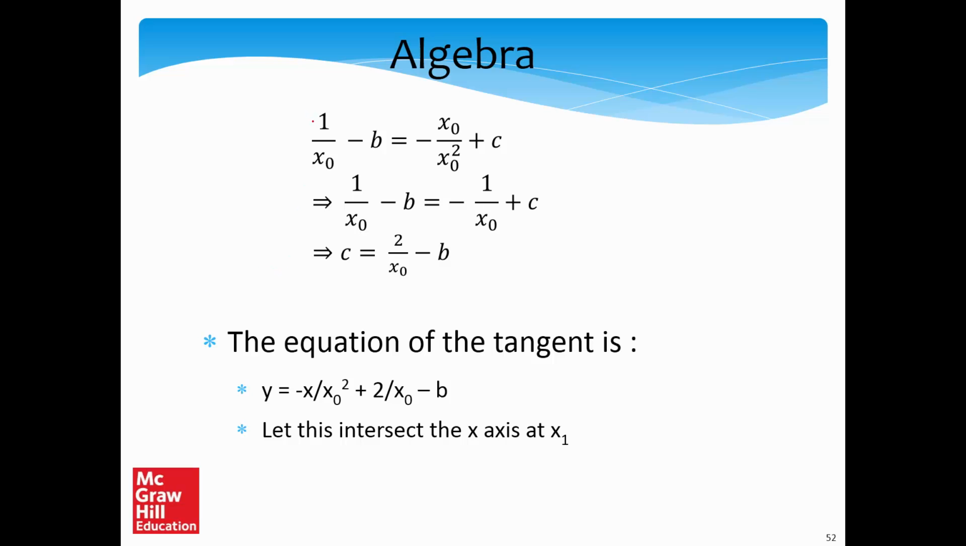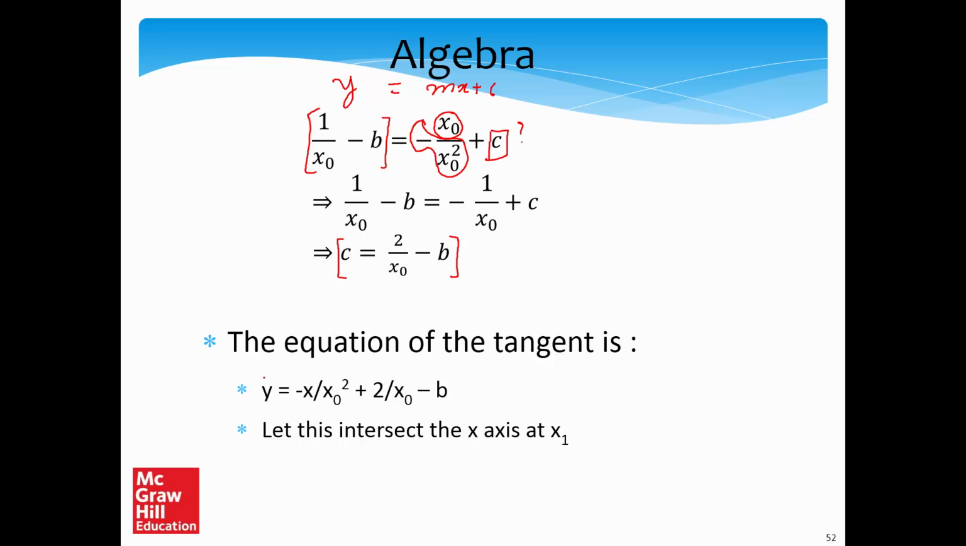Once we do that, what we see is y = mx + c. At x0, this is the value of y, 1/x0 - b. Mx, so this part was m, -1/x0², and at x0, the value of x is x0, of course, plus c, the constant whose value we want to find out. We'll do a little bit more algebra, and the last stage will tell us that c is equal to 2/x0 - b.